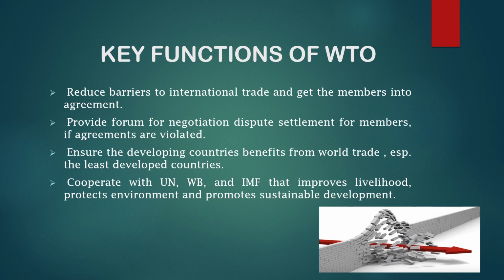Key functions of the World Trade Organization. First, it reduces the barriers to international trade and gets the members into its agreement. It provides a forum for negotiation and dispute settlement for members, if agreements are violated. It ensures the developing countries benefit from world trade, especially the least developed countries. WTO also cooperates with the United Nations, World Bank, and IMF to improve livelihood, protect the environment, and promote sustainable development.